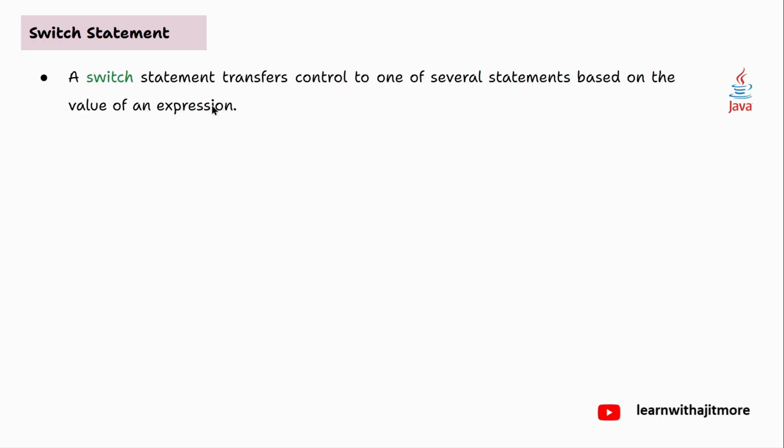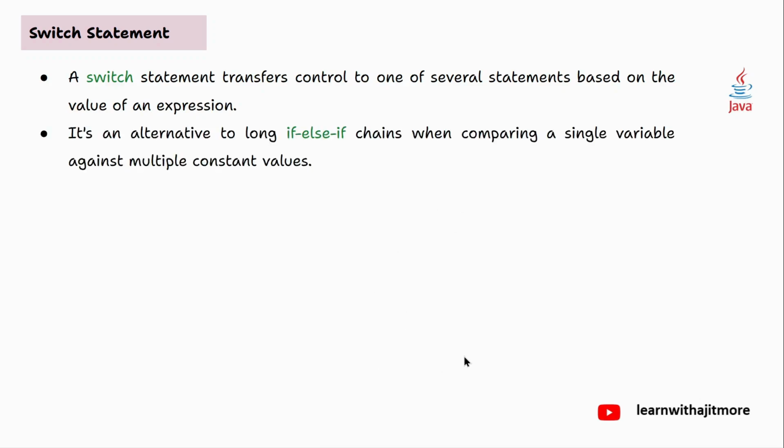Getting? See here, a switch statement transfers control to one of several statements. Means many code blocks you have written: code block 1, 2, 3. It will transfer the control to one of those code blocks, based on the value of an expression. So you have an expression that is evaluated, and with every statement there is some constant value associated. With whichever value the expression matches, that corresponding statement will get run. So you can say it is an alternative to chains of if else.